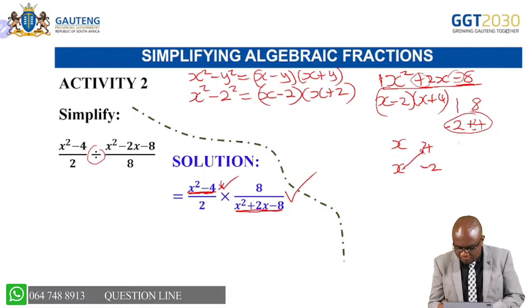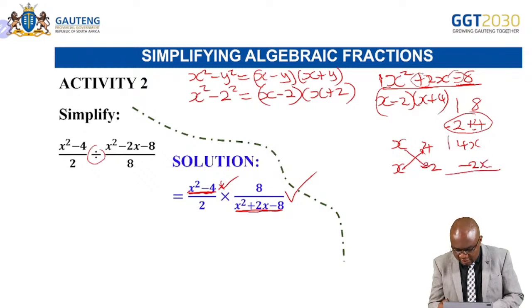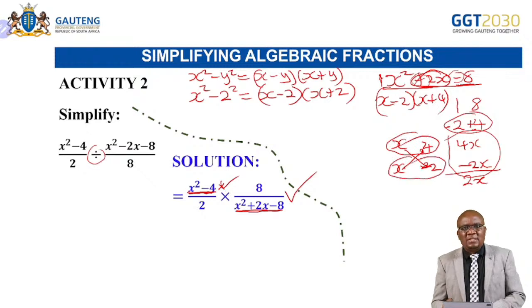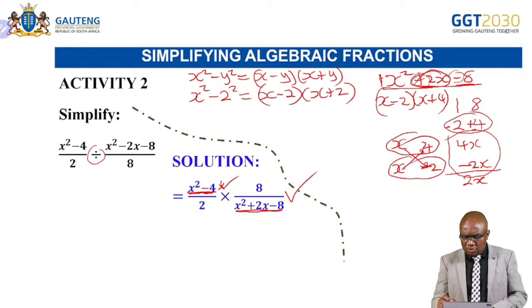X times 4 is 4x. X times -2 is minus 2x. And then you add this. 4x minus 2x is 2x. You see that? So we're getting the middle term here. So it means the combination x plus 4 and x minus 2, these are the factors. You see that? So you're still getting that.